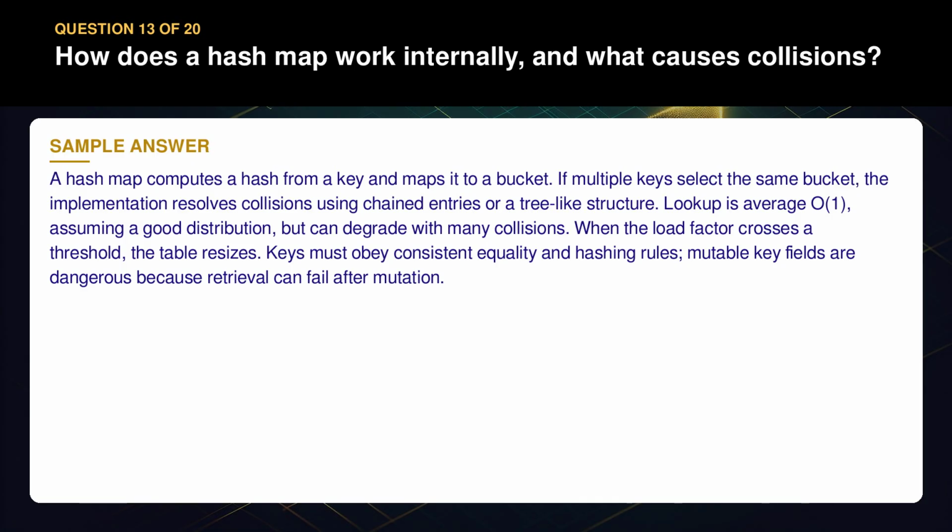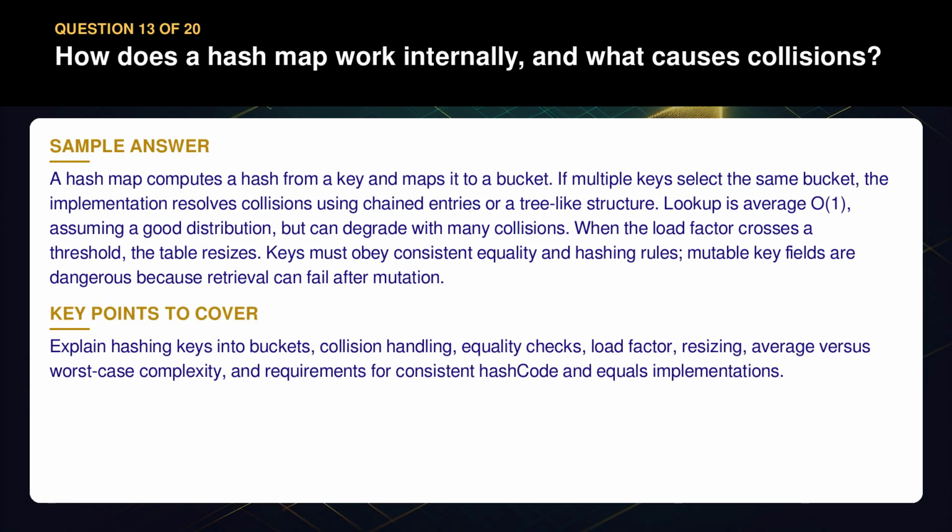A hash map computes a hash from a key and maps it to a bucket. If multiple keys select the same bucket, the implementation resolves collisions using chained entries or a tree-like structure. Lookup is average O(1), assuming a good distribution, but can degrade with many collisions. When the load factor crosses a threshold, the table resizes. Keys must obey consistent equality and hashing rules. Mutable key fields are dangerous because retrieval can fail after mutation.